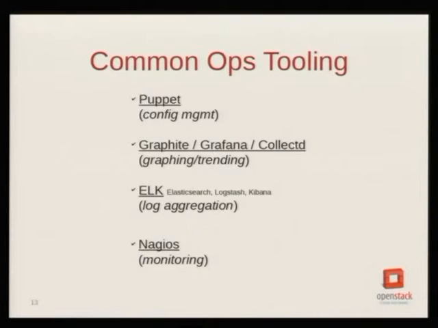So we use some pretty standard tools. Right off the bat, config management is extremely important. Right now, we use Puppet for config management. We are looking at using Ansible as well. So we use kind of a hybrid approach where we use Ansible to push manifests.